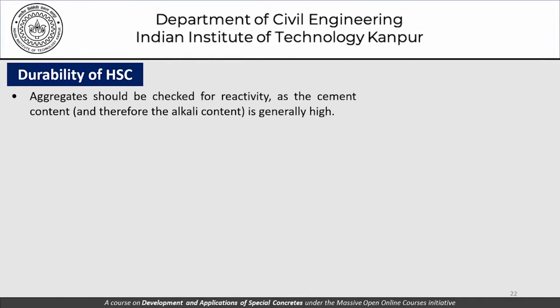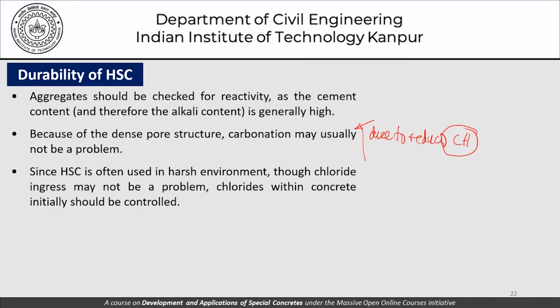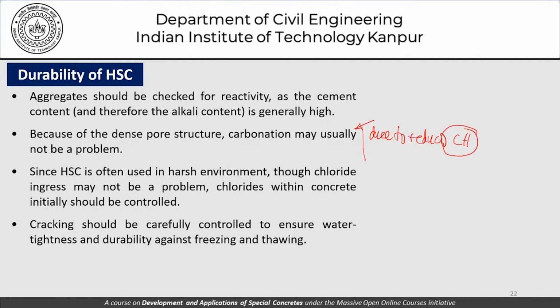Now coming to the last aspect of durability in high strength concrete, the aggregate should be checked for reactivity as the cement content is generally very high. Because of the dense, less porous structure, carbonation may usually not be a problem, but I've already pointed out that due to the reduced amount of calcium hydroxide available, we have to be careful of using this alone as a selling point in high strength concrete. Since high strength concrete is often used in harsh environments, though chloride ingress may not be a problem, chlorides within the concrete initially should be controlled.